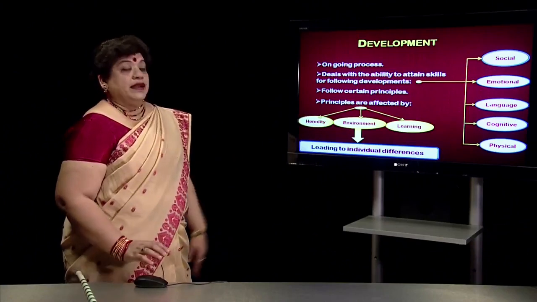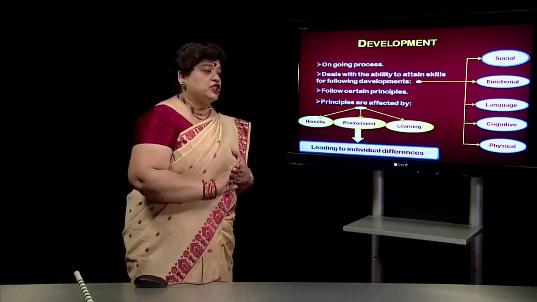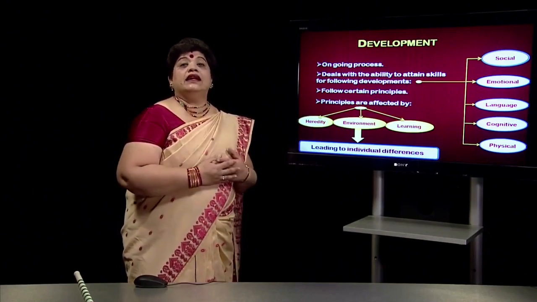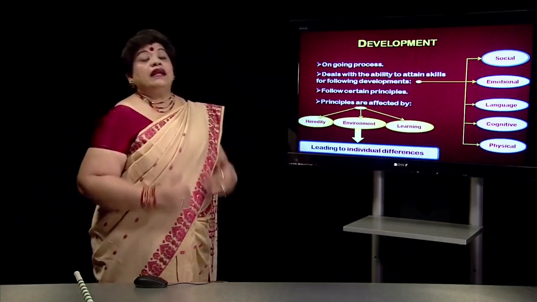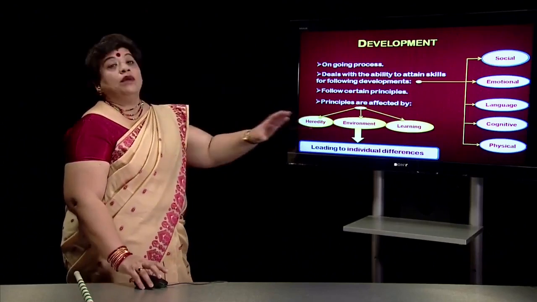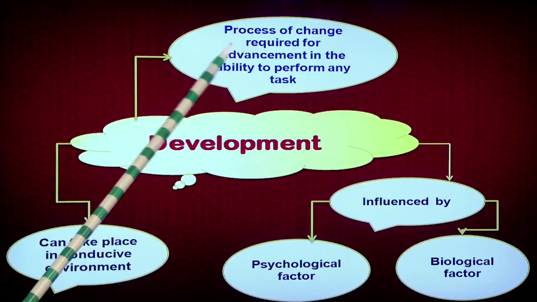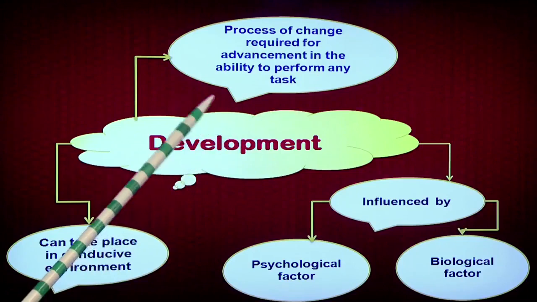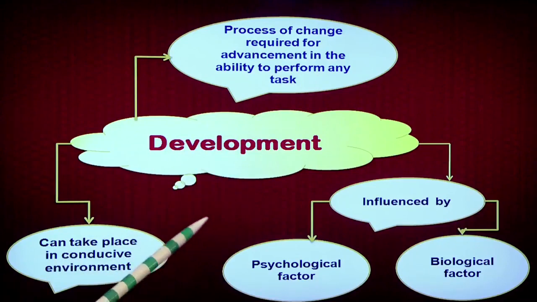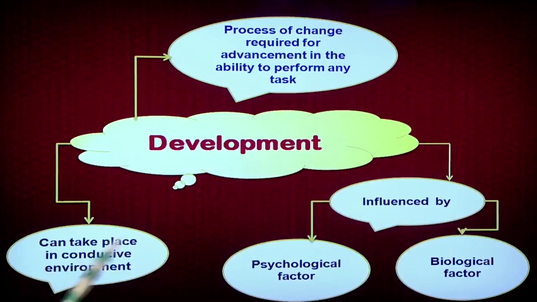There may be two children who may have the same hereditary features, who may have similar environmental conditions, and they may get similar learning opportunity, yet there are going to be differences because it depends upon the ability of the child to absorb any of these features. So we can say that development is the process of change required for advancement in the ability to perform any task. How we are going to perform the task will depend upon how we are able to advance and develop that ability. It can take place only if there is a conducive environment.